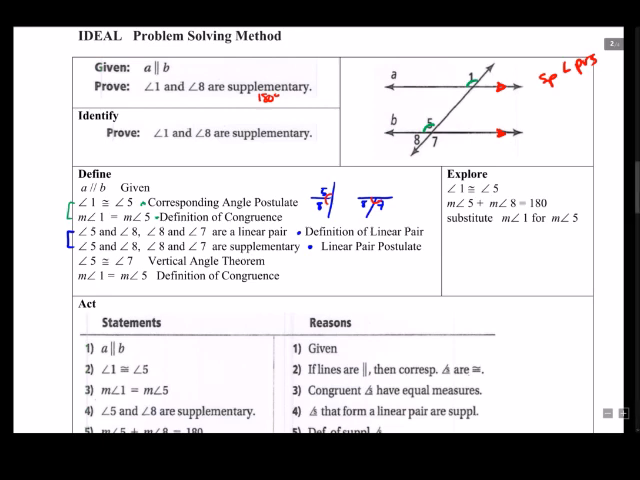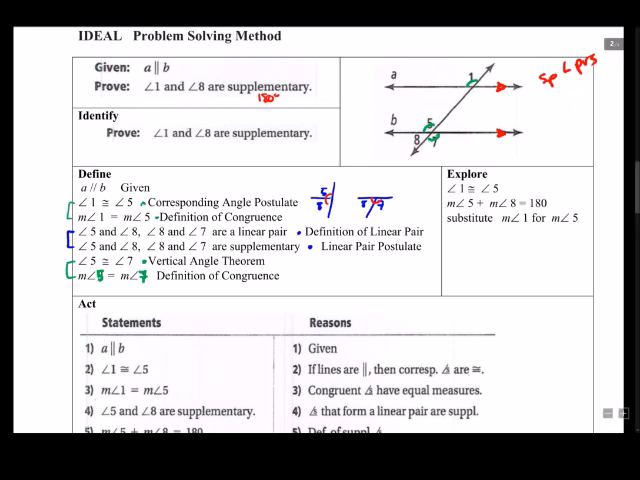What else do we have going on? Well, I see that angle 5 and angle 7 are vertical angles. So if those are congruent, oops, we need to change this. Angle 5 and angle 7, their measures are equal. That's simply definition of congruence. So those can go together. And that's pretty much all we have available to us, but that's quite a bit.